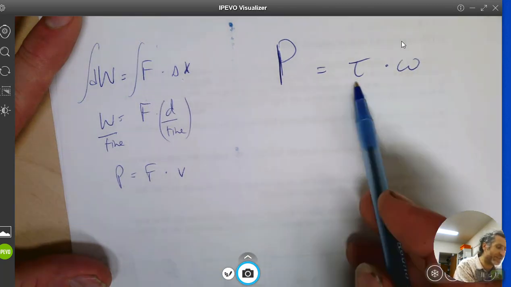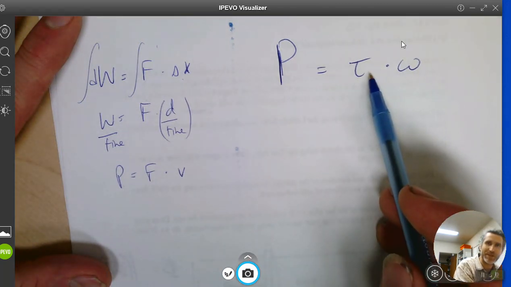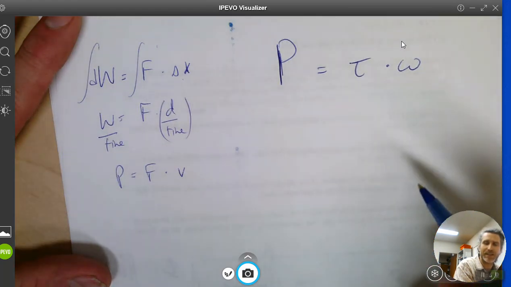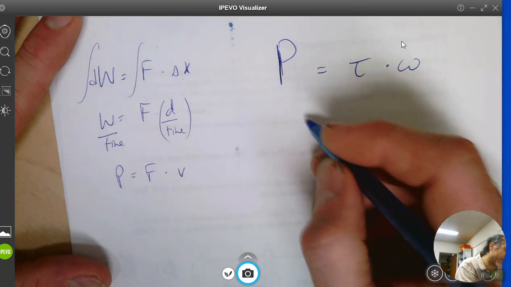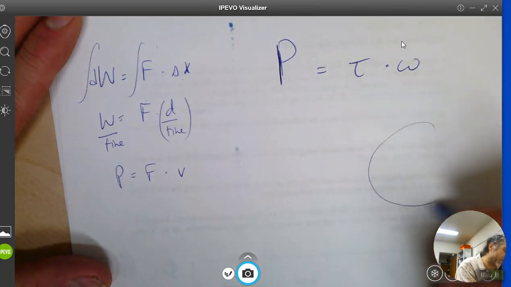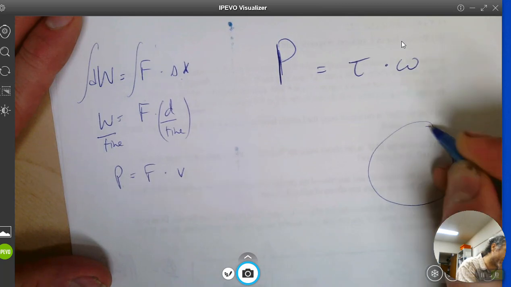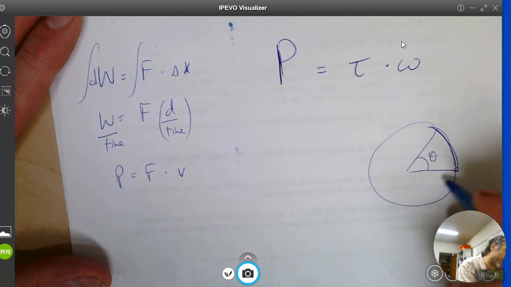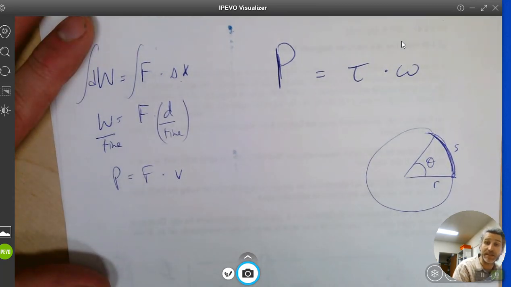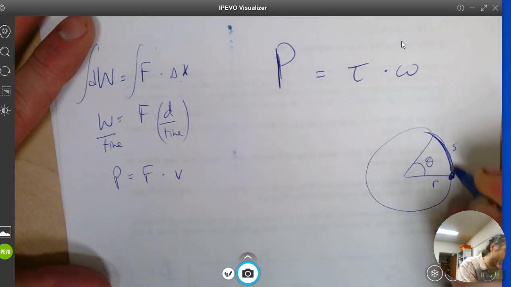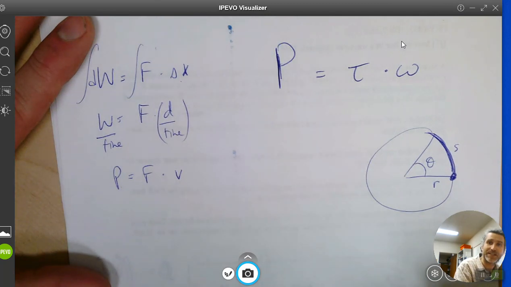This is very similar to that: power is related to torque times omega. The way I can think about this is that if we have a circle and something moving around on the circle, with a theta and an r, then the arc length that this object might move, say we're pushing some weight from here to here, is going to be r times theta, right?